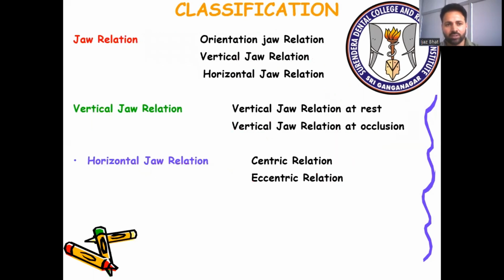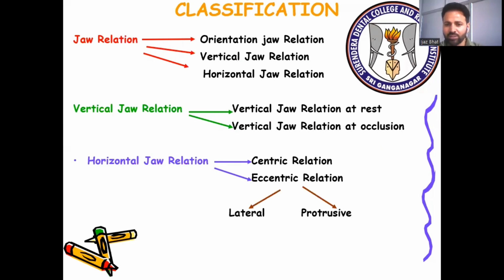Classification of jaw relations. Jaw relation is mainly of three types, that is orientation jaw relation, vertical jaw relation, and horizontal jaw relation. Vertical jaw relation is again of two types, that is vertical jaw relation at rest and vertical jaw relation at occlusion. Horizontal jaw relation is of two types, that is centric jaw relation and eccentric jaw relation. And eccentric jaw relation is again of two types, that is lateral and protrusion.